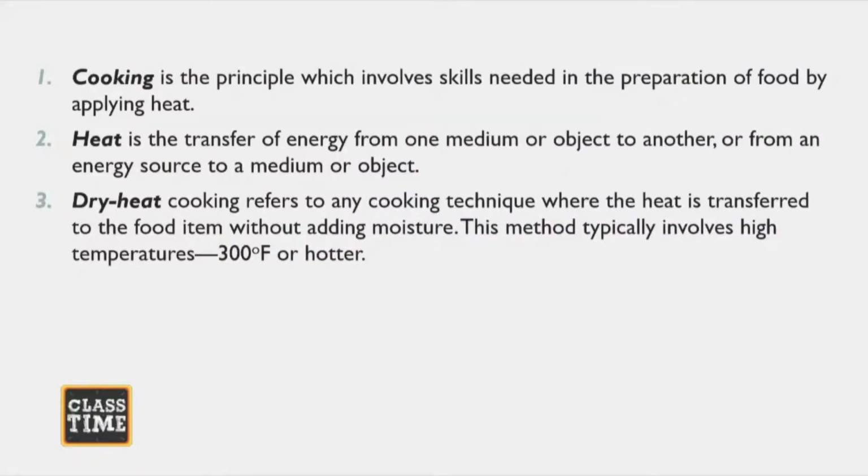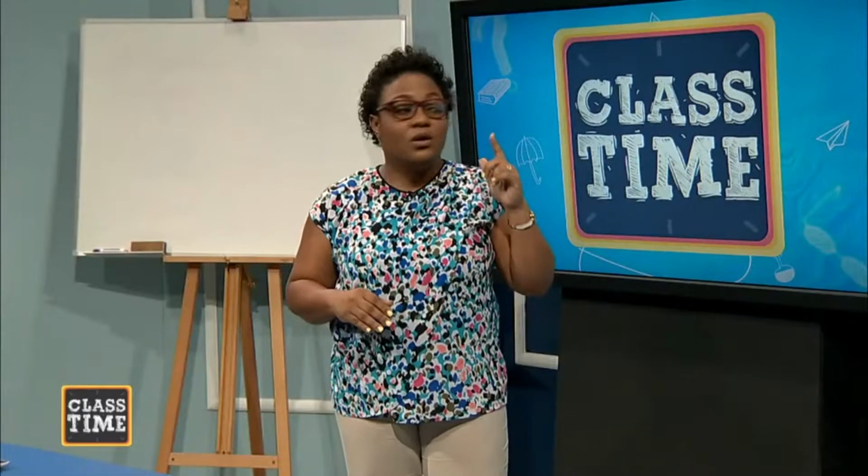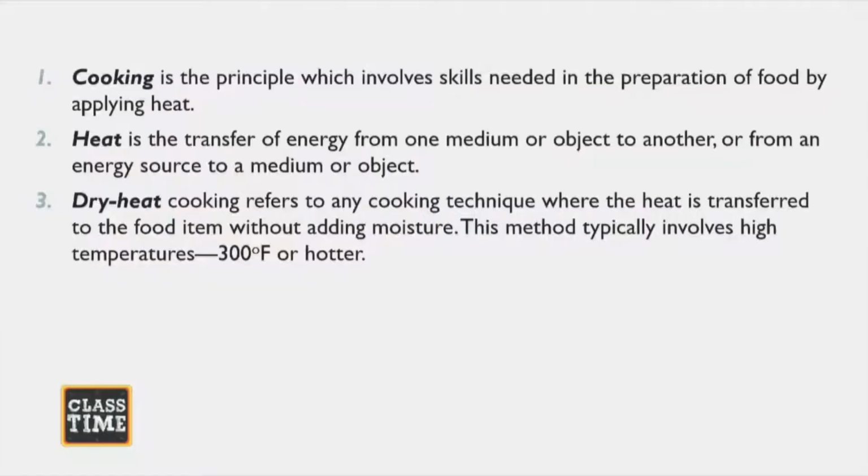When we talk about heat, there are 2 categories of heat. We have dry heat and we have moist heat. Dry heat refers to any cooking technique without the addition of moisture, liquid, or steam. Moisture can come in the form of liquid and or steam. So the heat is not transferred with the addition of any of those things. That's a cooking technique you need to bear in mind. Dry heat is a cooking technique where the heat is transferred to the food item without the addition of moisture, and this technique typically involves high temperatures of about 300 degrees Fahrenheit or hotter.